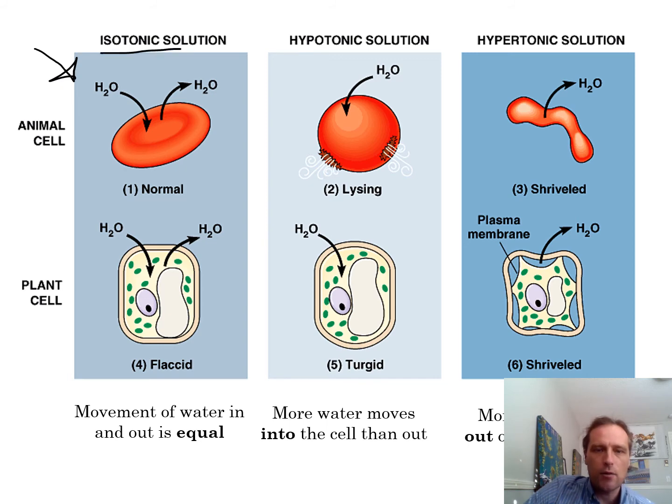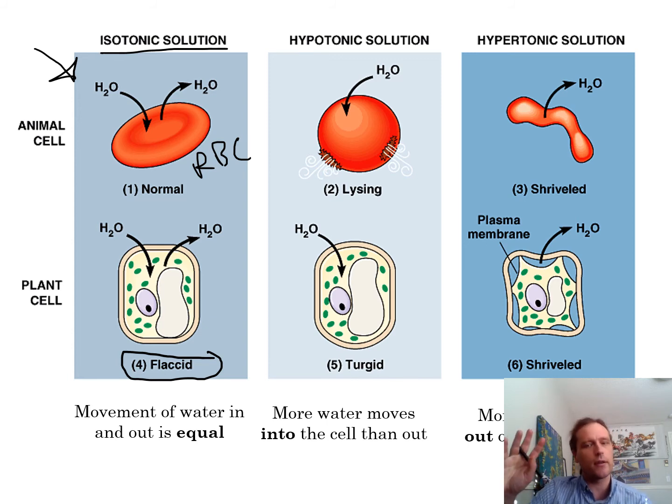First, in an isotonic solution, this red blood cell, which I will now abbreviate to RBC, is perfectly happy. The same amount of water is going in as is going out. The plant cell, on the other hand, is flaccid. This would be similar to you not watering your house plant, and then it becomes droopy because it is flaccid. So why is it flaccid?